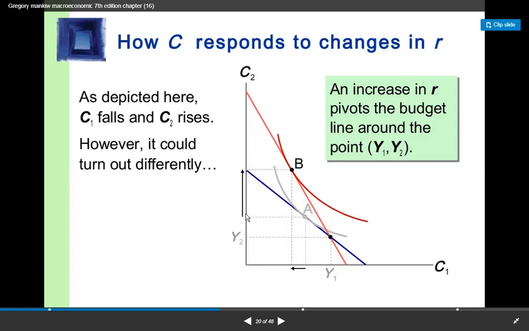Now our consumption in period 2 has risen from here to here, and consumption in period 1 has decreased from here to here, you can see here. So this large increment in C2 is due to higher interest rates in current time period.